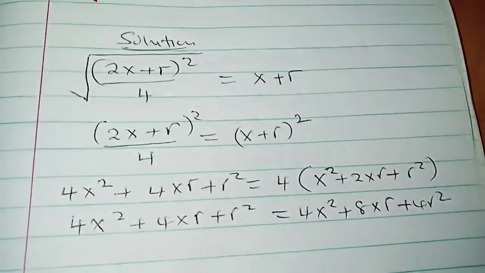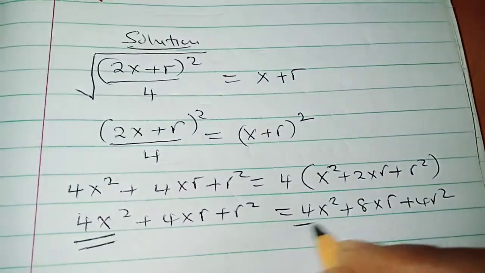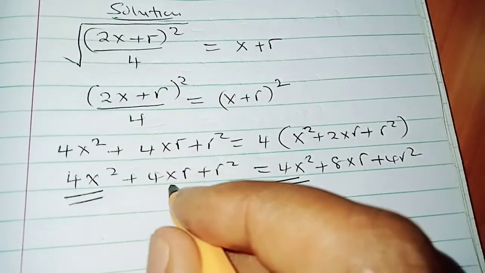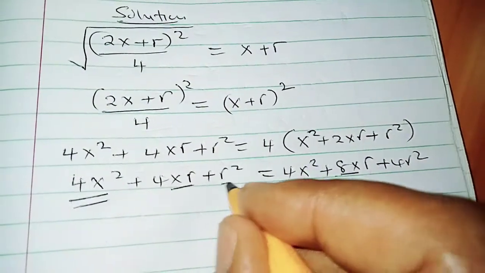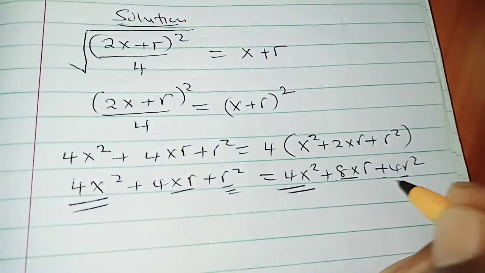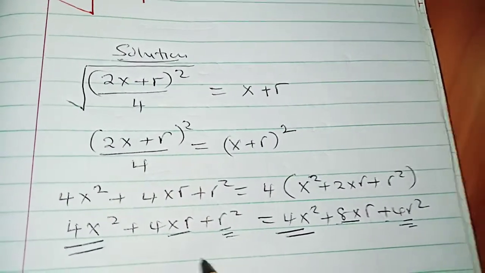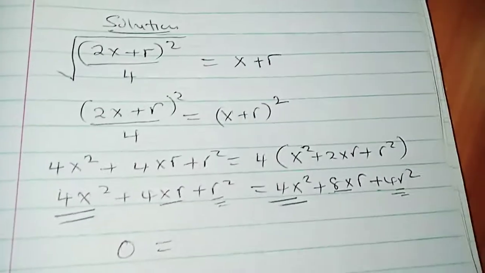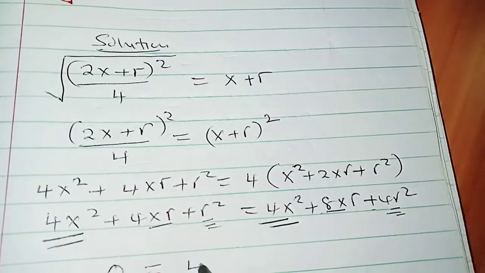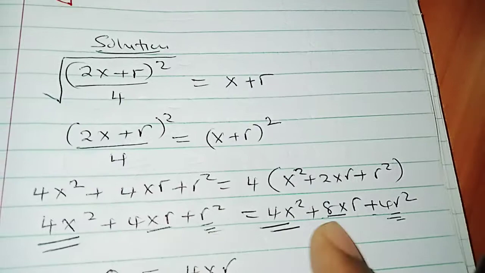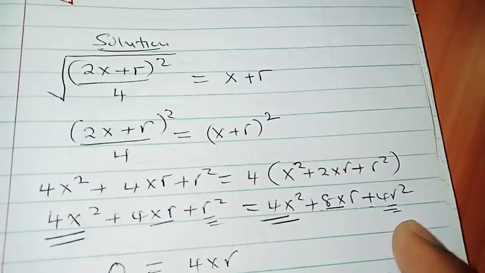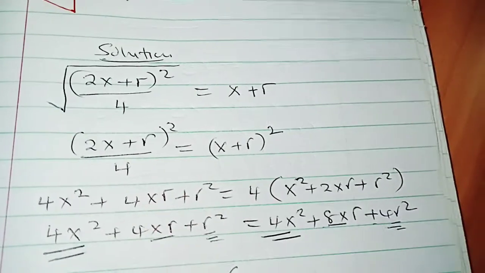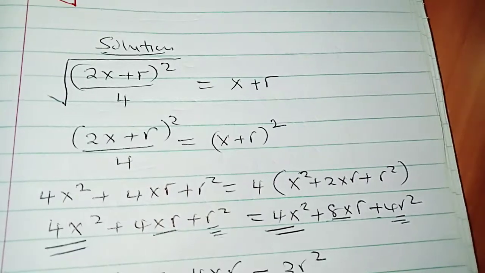And then we have this term and this term gonna cancel because they are the same, and we also need to put this and that together, and this and that together. So we shall be left with 0 on the left hand side. We take everything to the other side and we subtract. So we have 4xr, that is when we take away 4xr from 8xr, and then we will have 4r squared minus r squared. That means we have 3r squared.